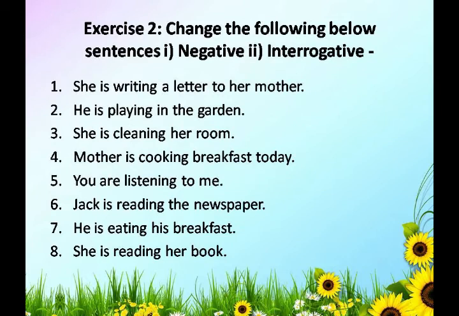Exercise 2, you have to change the following sentences, first into negative and then interrogative. First, I will try to solve one for you. She is writing a letter to her mother. If it is negative, then: she is not writing a letter to her mother. If it is interrogative, then: is she writing a letter to her mother? So this way you have to write down all the sentences and check your answers.